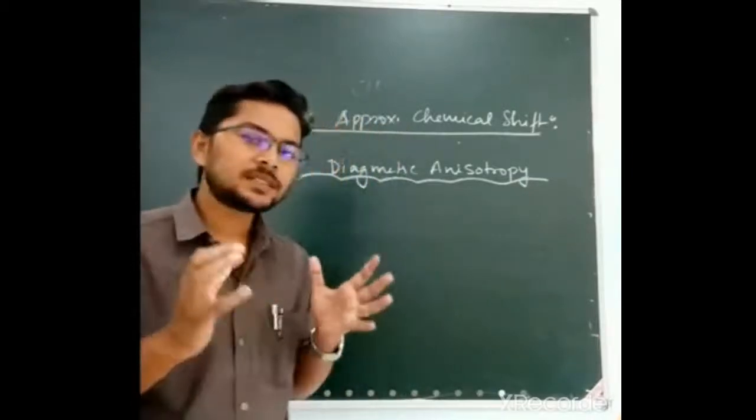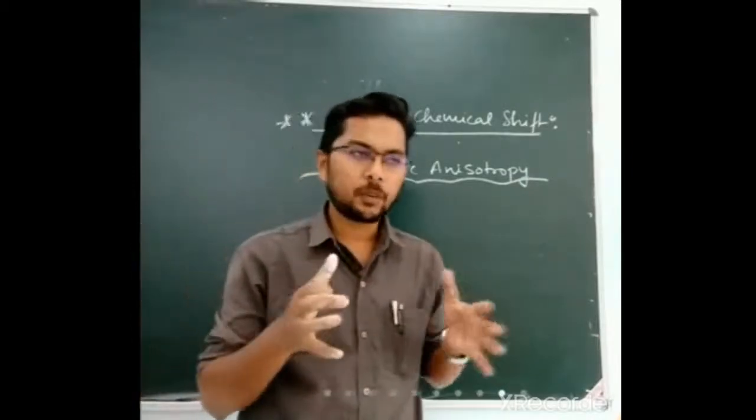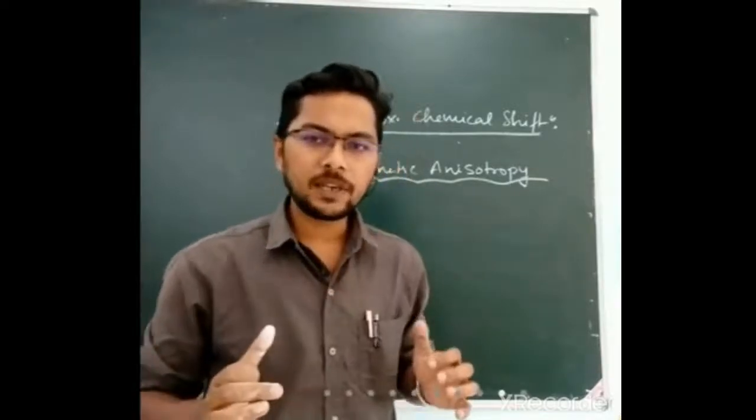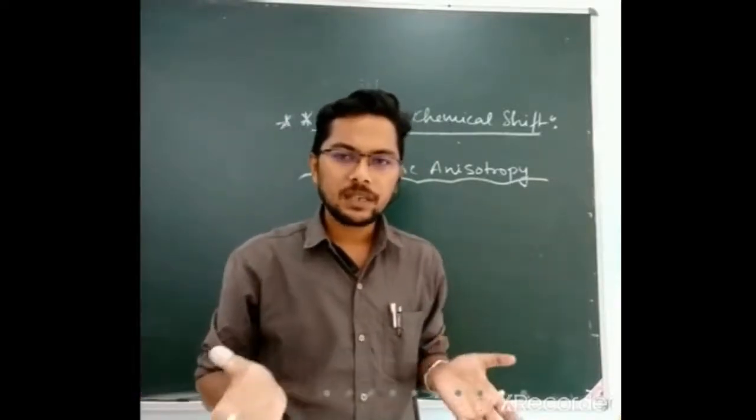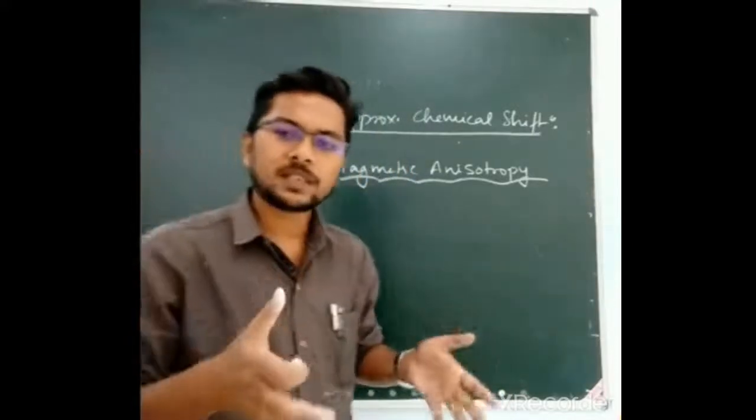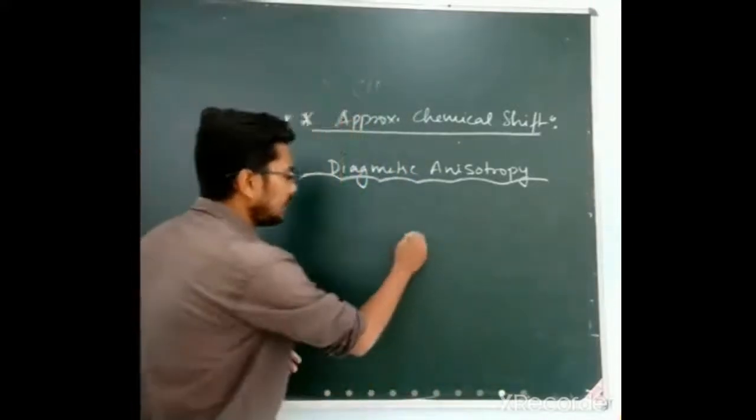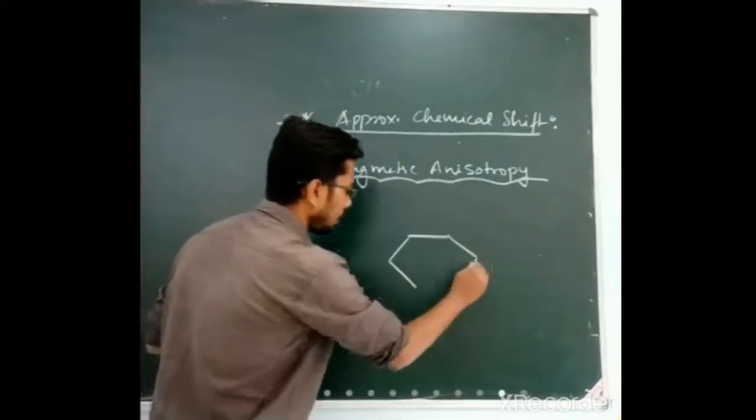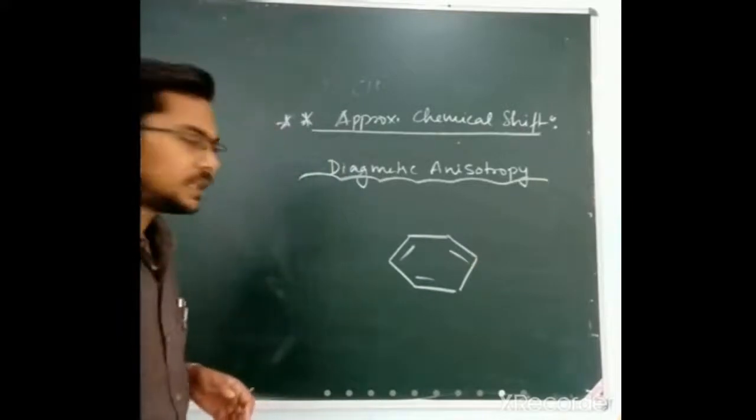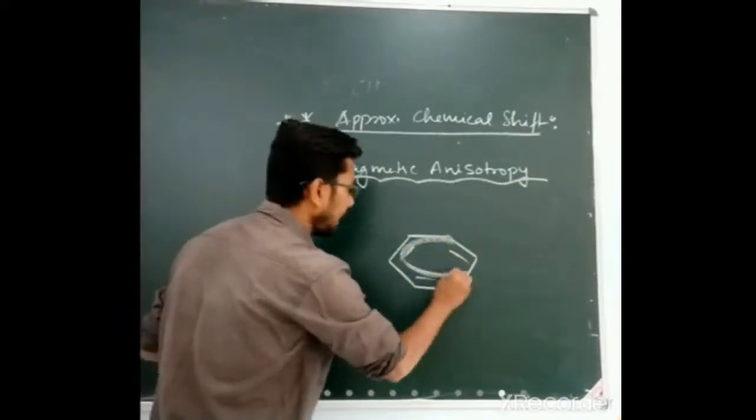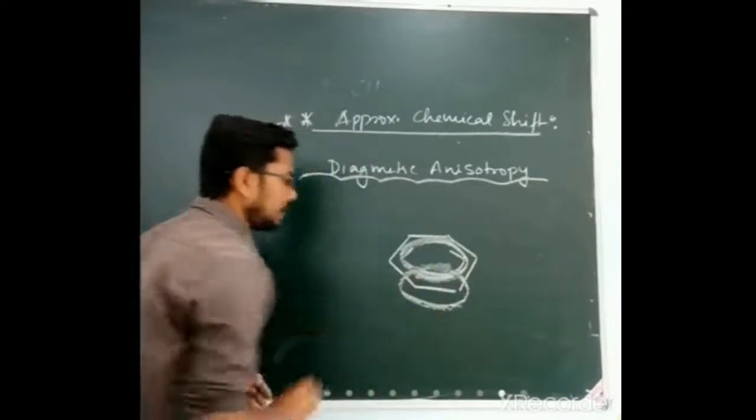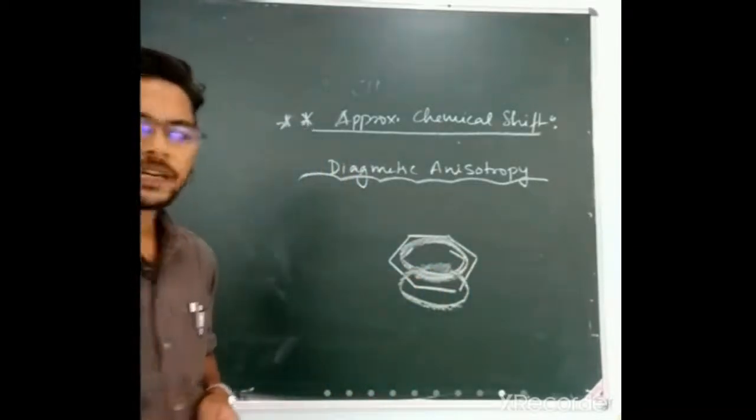Now there are certain positions in the structure where those fields oppose the external magnetic field, and there are some places where it does not oppose but aligns with the external field. So let's take an example. Suppose you have benzene here. So benzene, we know that this is the pi electron cloud here above and below the benzene ring. There are pi electron clouds.